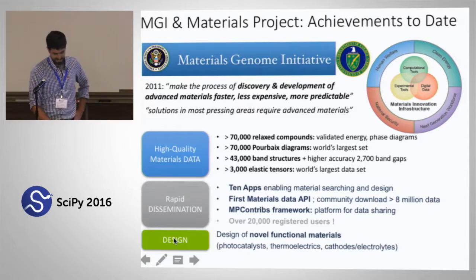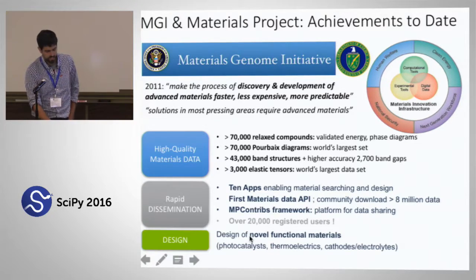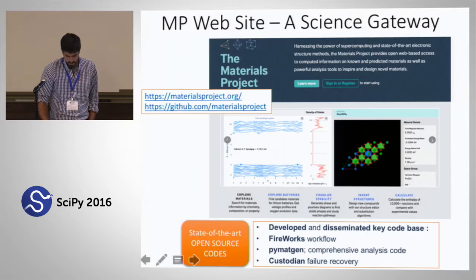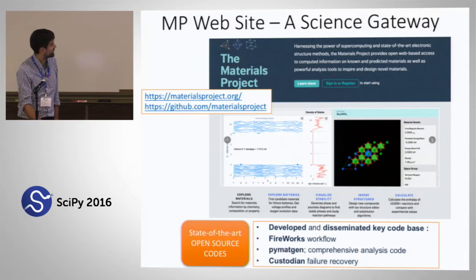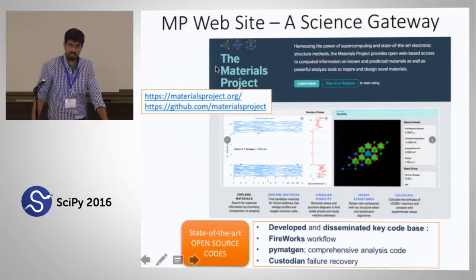And then another pillar here is design. That's basically why we're going through most of that effort, to enable the community to design novel functional materials, and that goes to things like photocatalysts, thermoelectrics, cathodes, electrolytes. So there's a really broad application of things that you can do with our data if you're a material scientist and interested in those things. The website is really a science gateway. It's at materialsproject.org. All the data that we have and produce and all the codes that we use to produce that data are open source and state of the art. So we're also on GitHub, Materials Project.